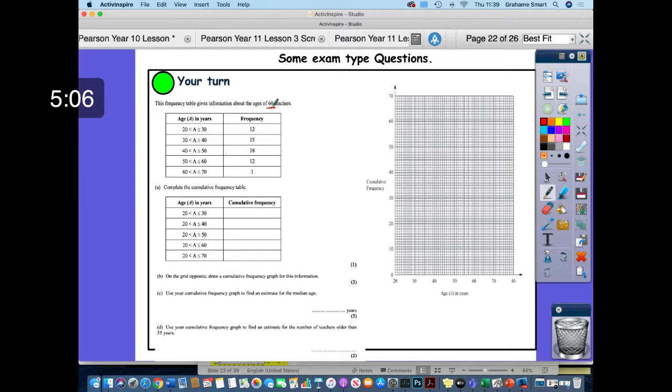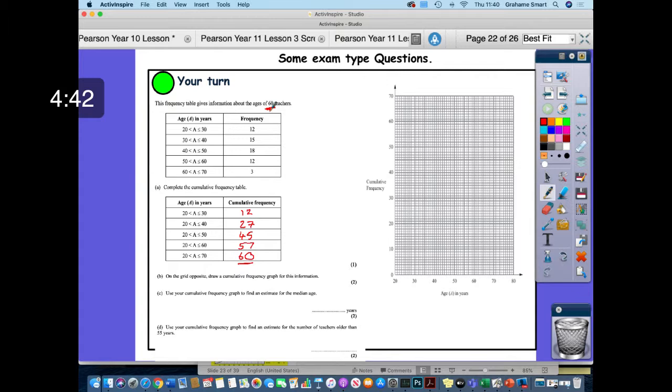I'm going to do the cumulative frequency quickly. So I've got 12. Then I'm going to do 12 add 15, which is 27, which goes there. 27 add 18, which would be 45. 45 add 12, which is 57. 57 add 3, which is 60. And the fact that they match is reassuring.